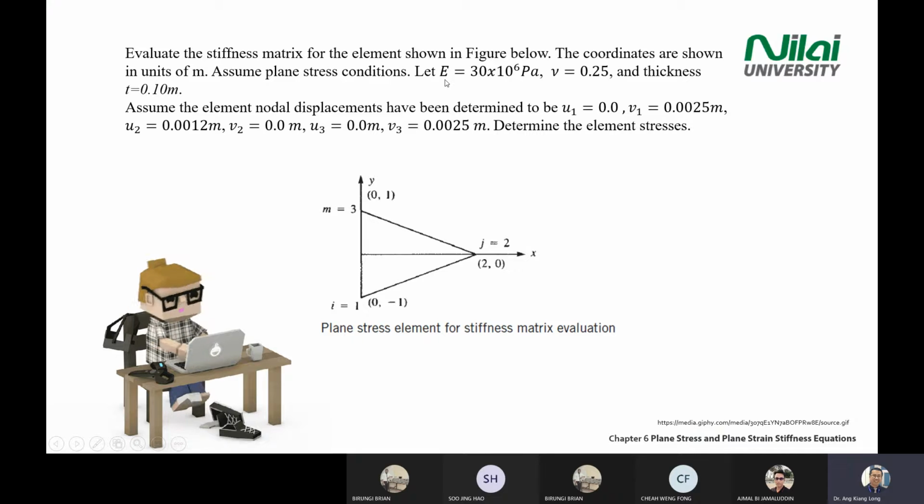Modulus of elasticity is given, E equal to this one. Poisson's ratio is given as 0.25. This is to calculate the capital D matrix. Thickness t is given. Assume the element nodal displacements have been found, meaning you are given u1, v1, u2, v2, u3, and v3. So all these numbers are given. Then you determine the stresses inside the element. Okay, so how do we solve?